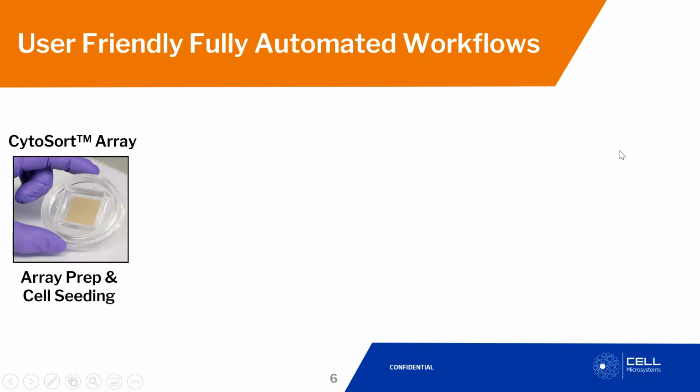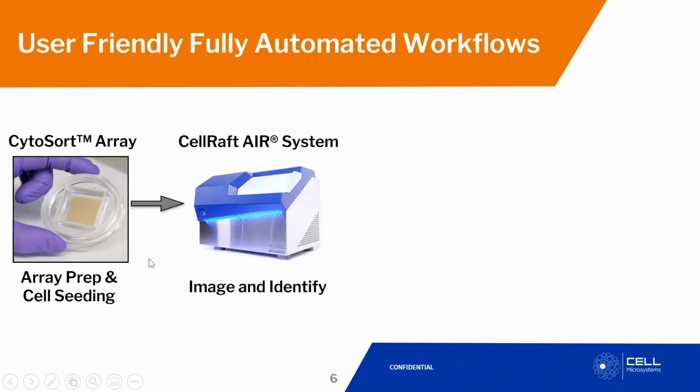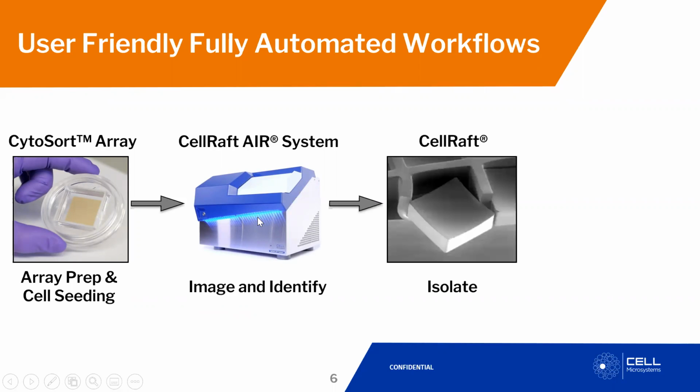The workflow is incredibly user-friendly and very easy to get started with. There's an incredibly low barrier to entry, and most of our customers tell us that getting started with it takes a matter of days, not weeks or months. The whole process starts with the CytoSort array. The process begins by prepping the array to prepare it for cell seeding, and cells are simply seeded by droplet dispensing. Once the cells have attached, we perform that image and identification step using the CellRaft AIR system. And after your designated experiment is concluded and you've identified all of the cells that you're interested in, you can target them for isolation and retrieval.